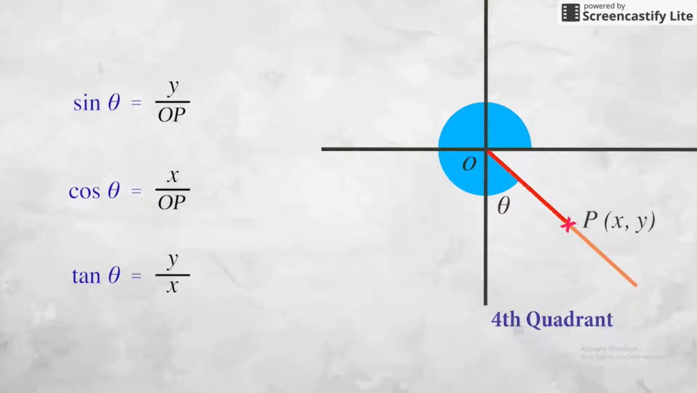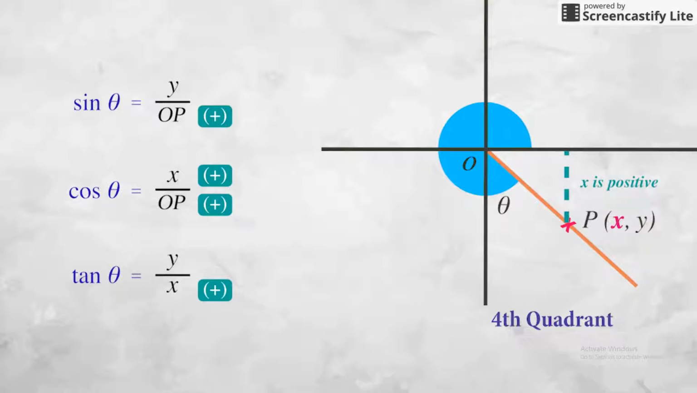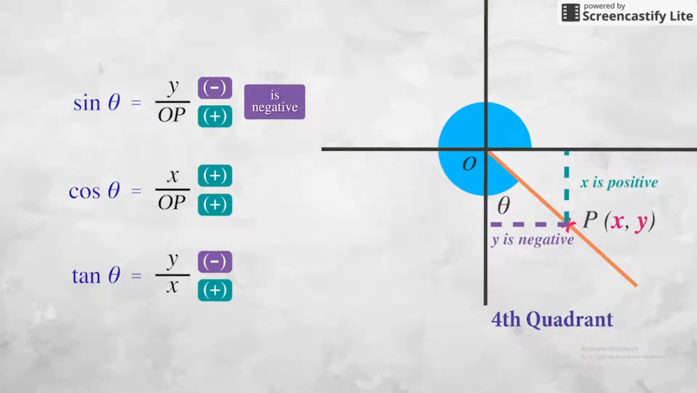We know that the length of OP is always positive in all quadrants. The x-coordinate of point P is always positive, and the y-coordinate of point P is always negative in the fourth quadrant. So, in this quadrant, the sine ratio is always negative, the cosine ratio is always positive, and the tangent ratio is always negative.